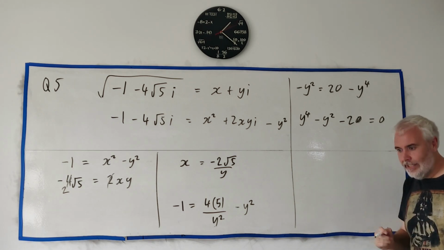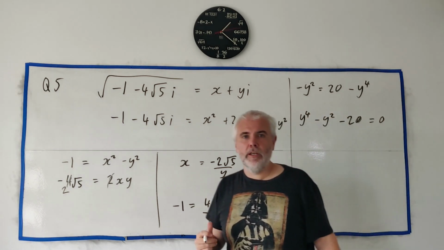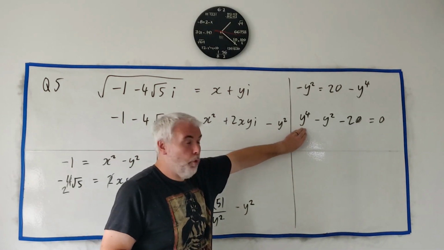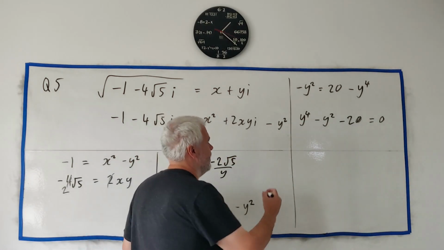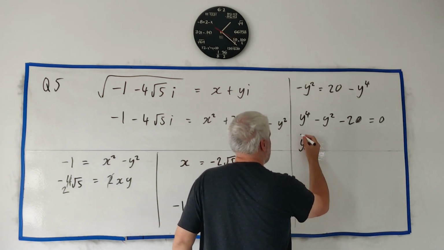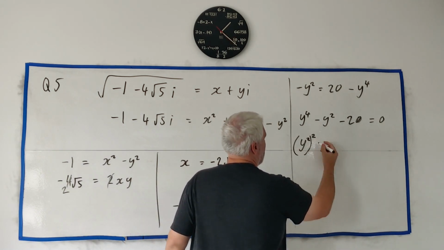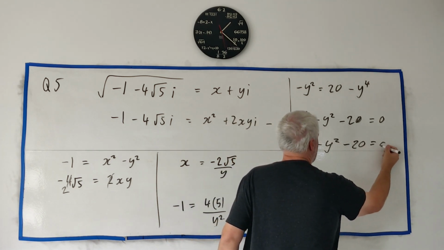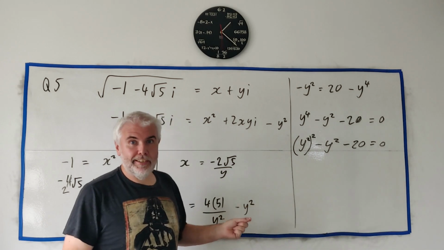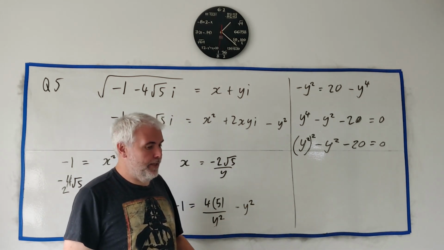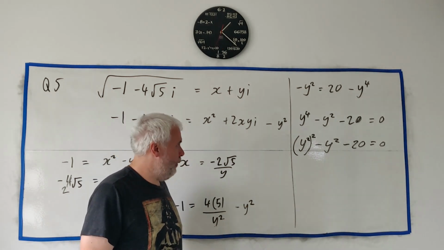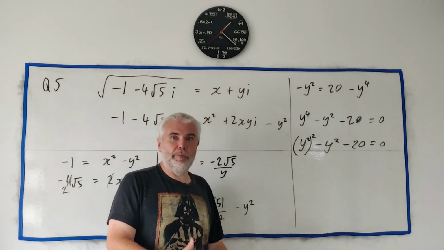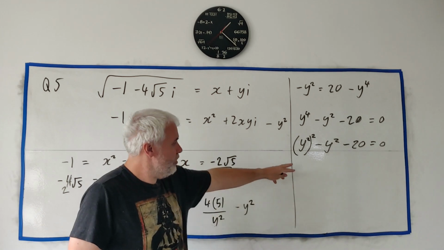This is the next little leap. It comes up often in exams. We have a quadratic equation, but it doesn't look like it. So it's a quartic equation, but I can rewrite this as y squared squared minus y squared minus 20 equals 0. That's actually a quadratic equation with y squared being the variable in it. So let's try and solve that.